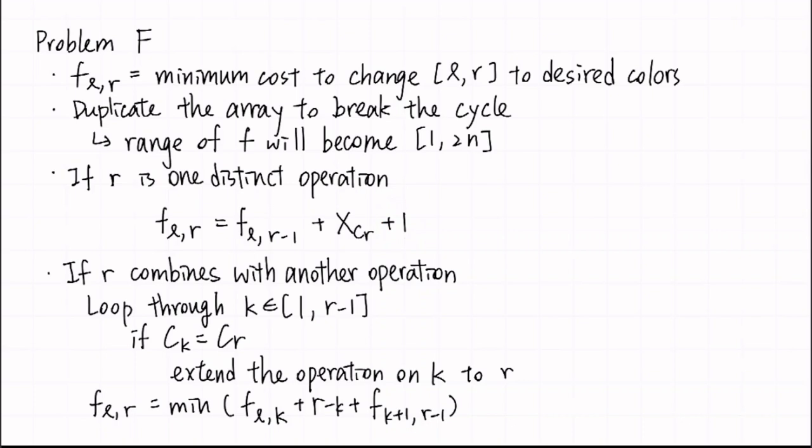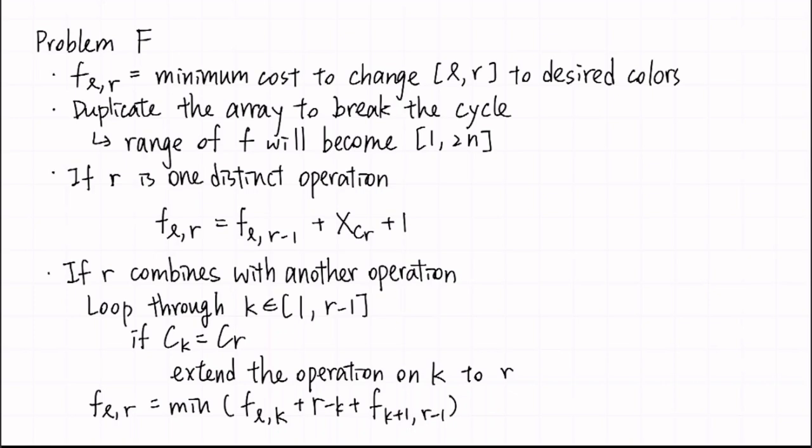And so there's another possibility, which is that the operation on R combines with another previous operation. So we can loop through K in the range L to R minus 1. And then if CK, which is the desired value of cell K, is equal to the desired value of cell R, we can check if we want to extend the operation on K to the range of R.